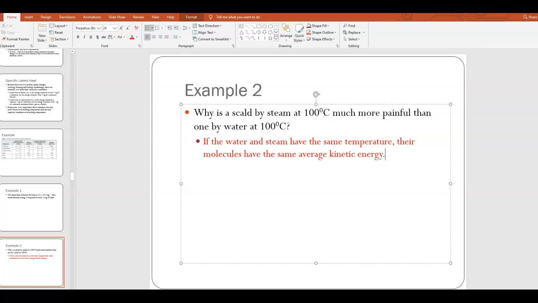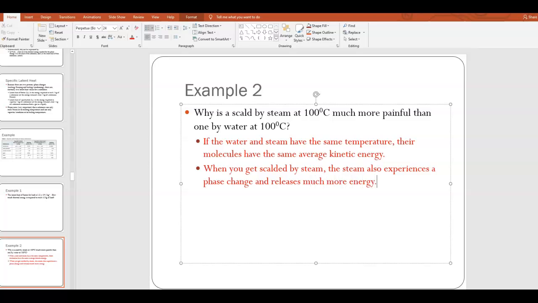So what's the difference between steam and water? Why does it hurt to get burned by steam way more than it hurts to get burned by water? Well, the reason is when you get scalded by steam, the steam also experiences a phase change and releases much more energy. Okay. In other words, with the water, all you have with the water is, let me just write this out.